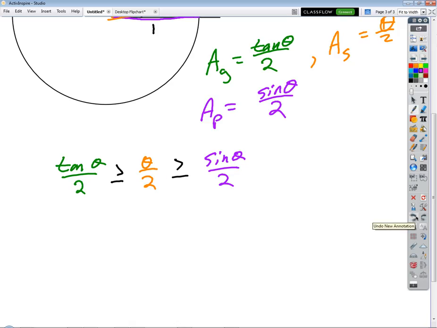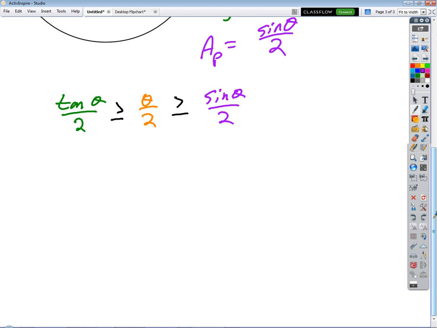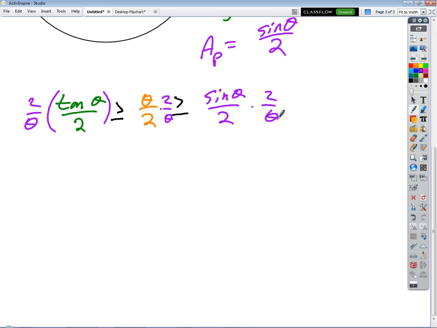What if I multiply each of these things by 2 over theta? Theta is a positive number, right? Based on our picture. Everybody agree? Yeah. Okay. Theta is a positive number. So if I multiply by 2 over theta, then what does this become? That becomes, the 2's cancel, and here I get tangent theta over theta. Agreed?